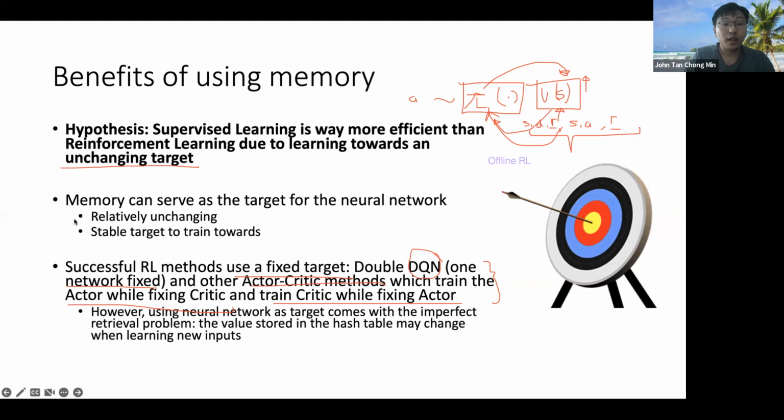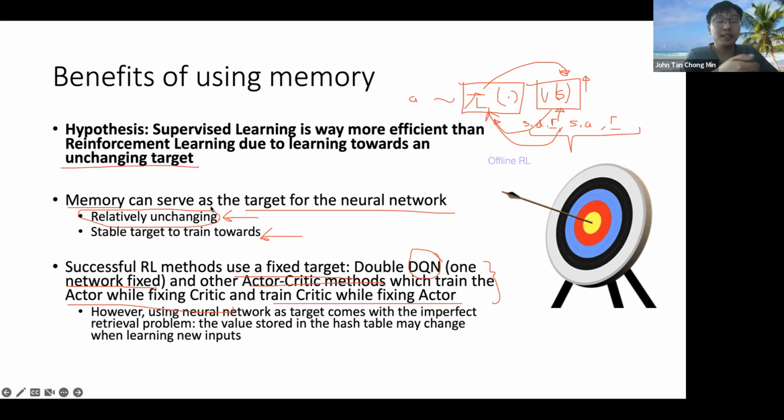Okay, so what we can do is we can use memory as the target for the neural network. Because this memory is always going to be roughly unchanging if the environment doesn't change. And this can provide a stable target for the reinforcement learning system to train towards. And if the environment changes, your memory will be updated to the latest change, and then it will be much easier for the reinforcement learning algorithm to go towards the new change, because after the change in the environment, the memory will still be relatively unchanging. Okay, it's only changing when the environment changes.